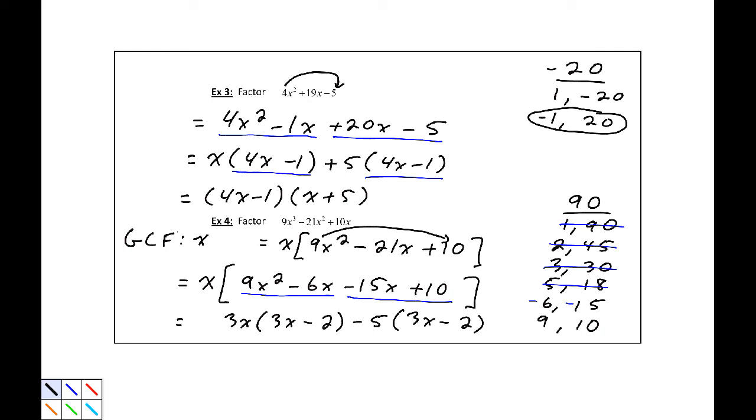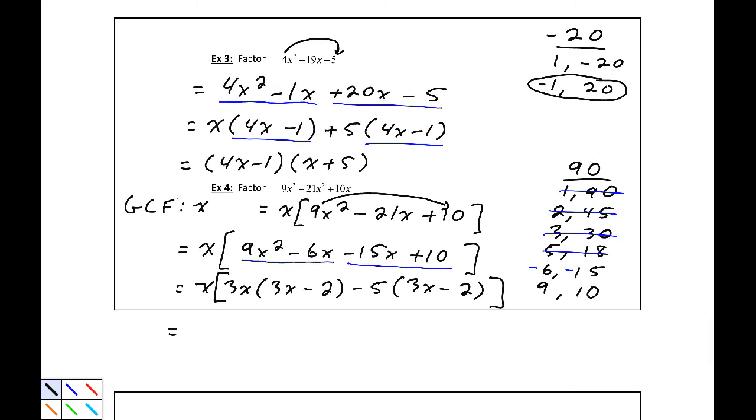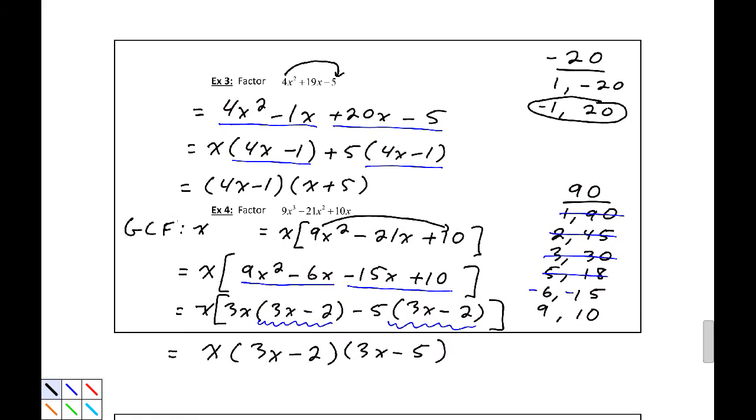Now I'm going to keep my brackets around this and my x. I don't want to forget about my greatest common factor. But if you notice, we have a common binomial term, 3x minus 2. So this will factor as 3x minus 2 multiplied by my leftovers, 3x minus 5. Now I'll bring down my greatest common factor of x so that this results in x parentheses 3x minus 2, close parentheses, open parentheses, 3x minus 5, close parentheses. Look out for a greatest common factor because, as I said, it will make your life a lot easier if you can find those.